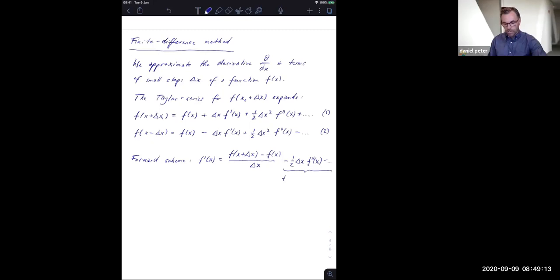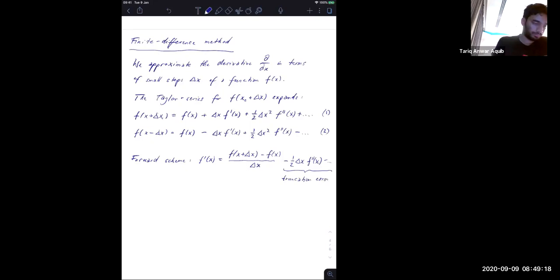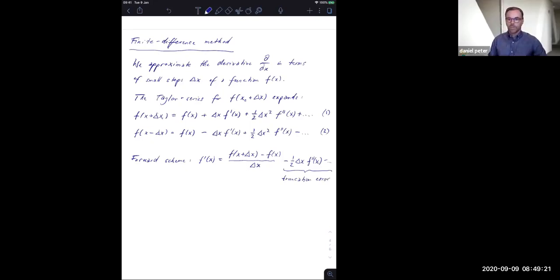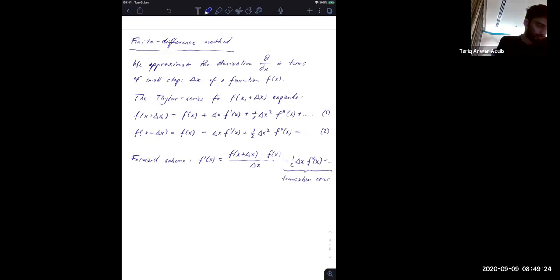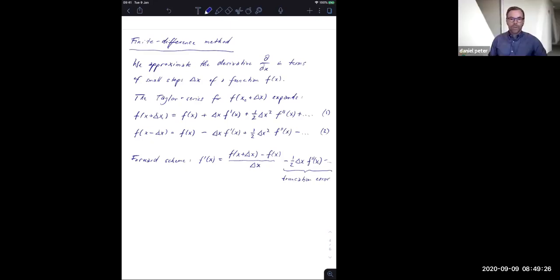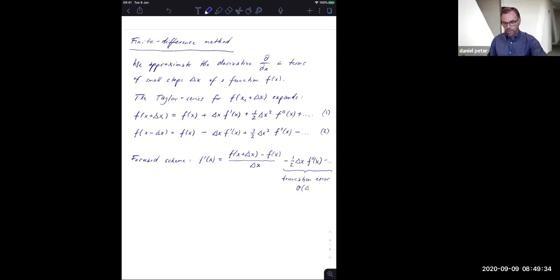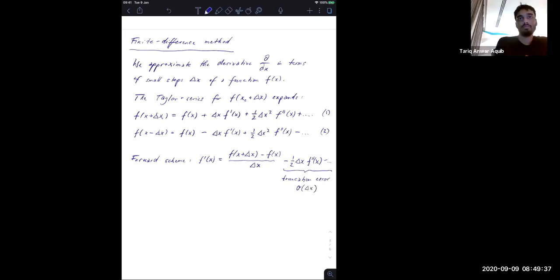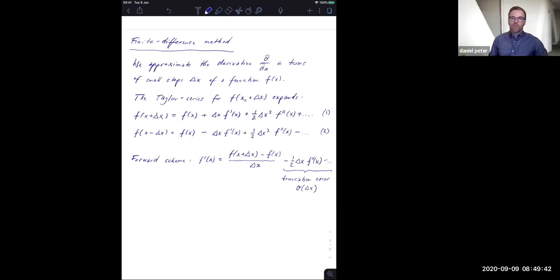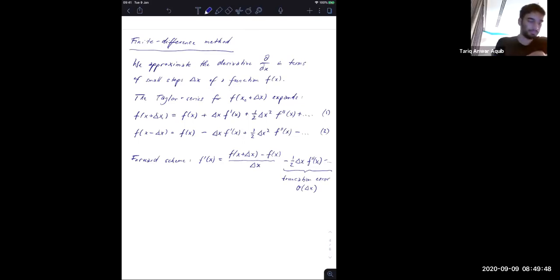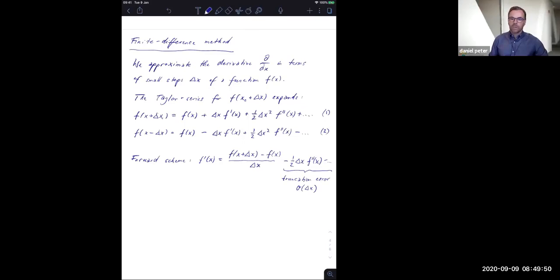And so this error is called the truncation error. If we leave out all these higher order terms, and if you look at the order of this truncation error, the order that we have changes with delta x. So if we choose delta x larger, then the truncation error also changes linearly with that delta x step.